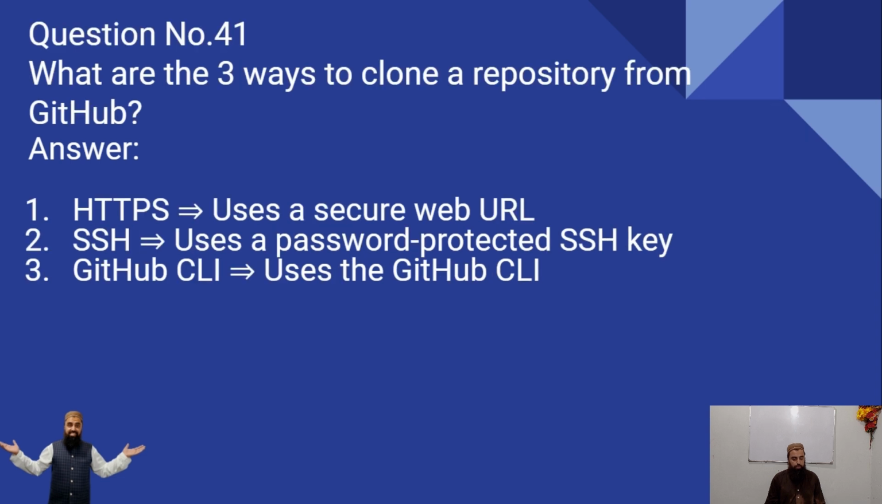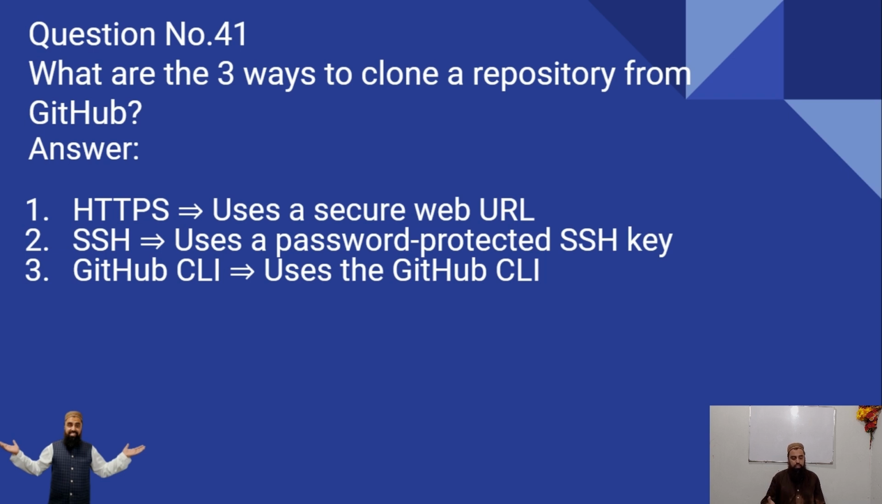Question number 41. What are the three ways to clone a repository from GitHub? The answer is there are three ways. HTTPS, we can use a secure web URL. SSH, we can use password protected SSH keys. And the third is to use the GitHub CLI command. Okay, so that's how we can clone a repository from our GitHub account on our local VM.